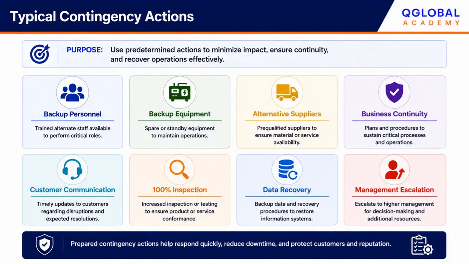Another key action is data recovery. Regular backups and tested recovery procedures help restore important information after system failures or cyber incidents. Finally, there is management escalation. Significant events should be escalated promptly so that senior management can provide decisions, resources, and support when required. Preparing these contingency actions before an emergency occurs allows organizations to respond quickly, reduce downtime, and maintain customer confidence.